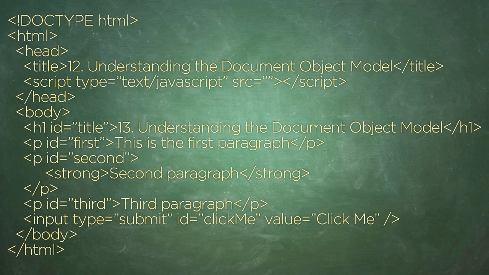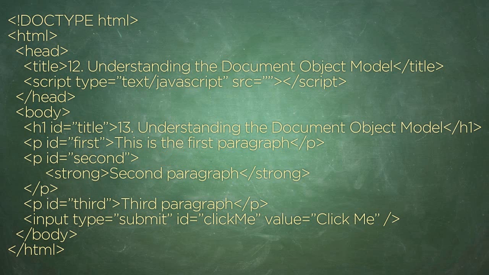So here we have a simple document with a header and a couple of paragraphs. I just want to call your attention to the header 1 that has some text in it, and then also to the paragraph that has an ID of second. It also contains a child element of strong, and then within it, it has some literal text, second paragraph.